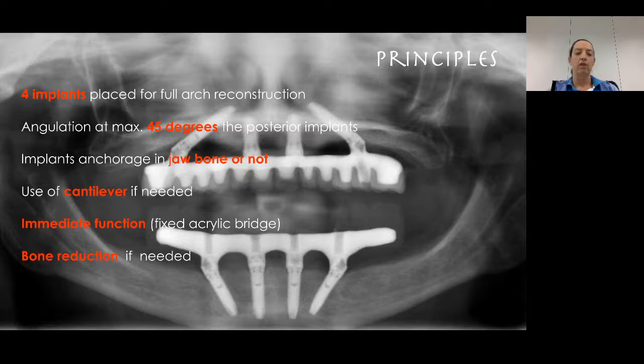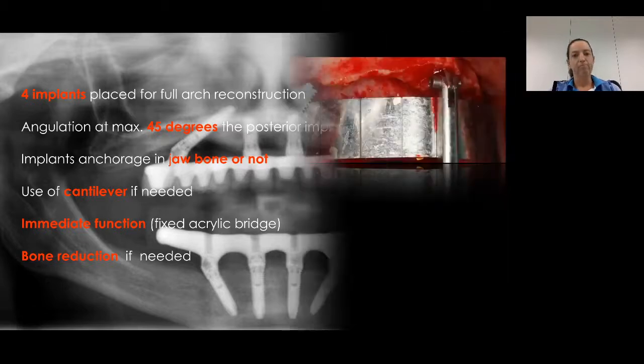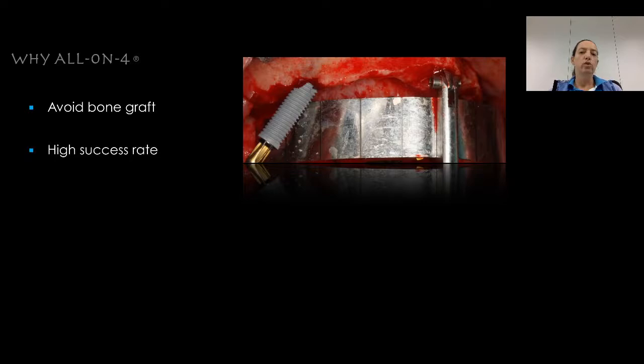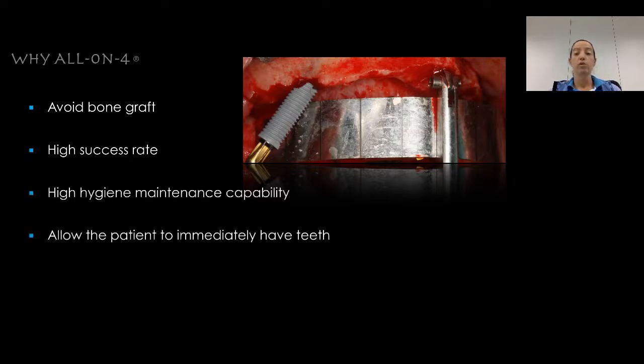And we will deliver a bridge immediately after the surgery, on the same day. So we go for immediate function using a fixed all-acrylic bridge. And of course, as we know, we will reduce the bone if needed. So why do we do the All-on-4? Because we want to avoid more complex cases and more complex surgeries. We try to avoid bone grafting by using it. We have high success rates. It allows for high hygiene maintenance capability, and it allows the patient to immediately have teeth.